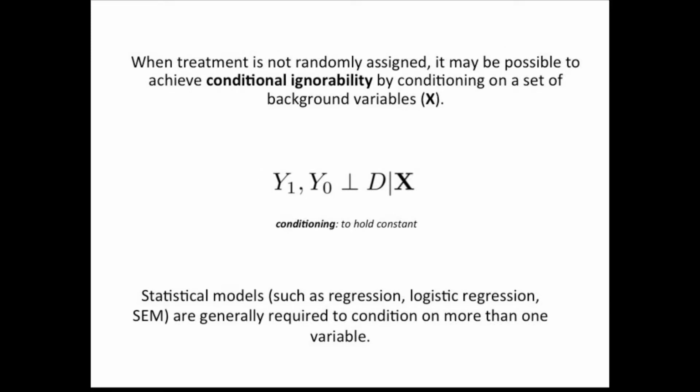But we can create ignorability in a different way. If we don't have ignorability to start with, what we can do is achieve what's called conditional ignorability. Conditional ignorability means that if we can identify those background variables that are different between the treatment and control groups, so that's what's being denoted by the bold X. You can think of X as a matrix that includes all the different background characteristics that we think are important.